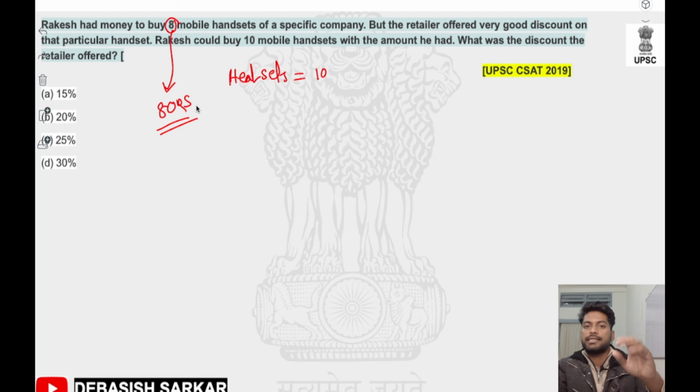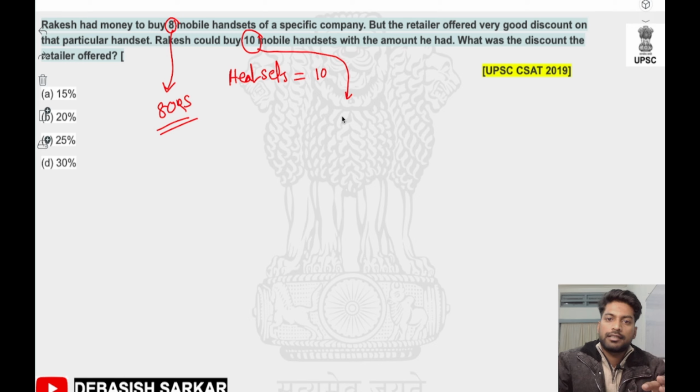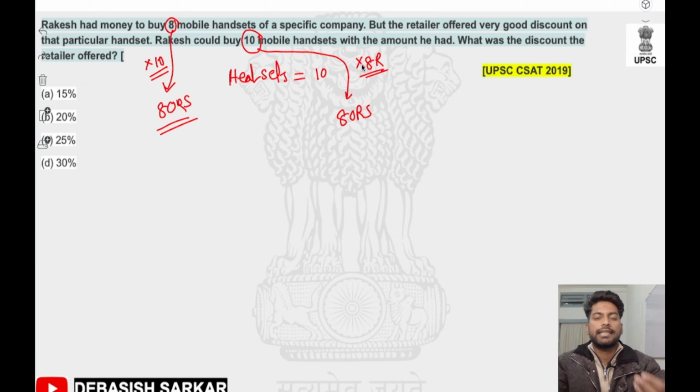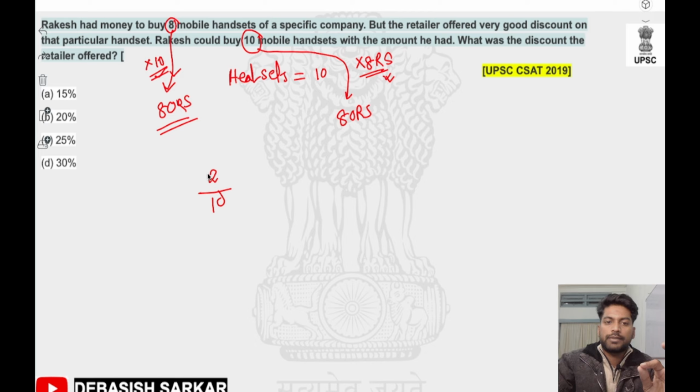Okay, it means Rakesh had 80 rupees. But instead of 8, Rakesh could buy 10 in 80 rupees. So here the price was 10 rupees per headset, but now the price is 8 rupees. Why? Rakesh bought 10 headsets. So before the price was 10, now the price is 8 rupees. So how much discount? 2 rupees discount out of 10 rupees.